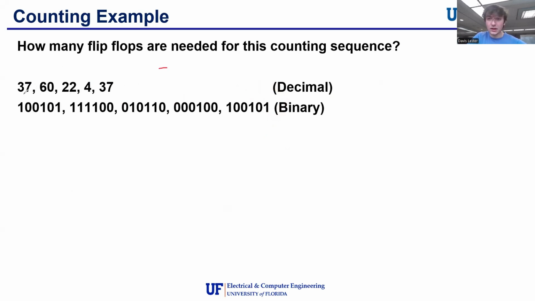So I say, okay, let's count 37, 60, 22, 4, and 37. Now I represented these in 6-bit numbers because the largest bit is 37. Now we could say 4 is just 1, 0, 0, but I added the front zeros to be clear. So now try and go ahead and do this problem in your head and pause now if you want to try it.